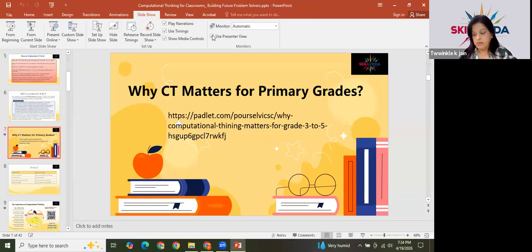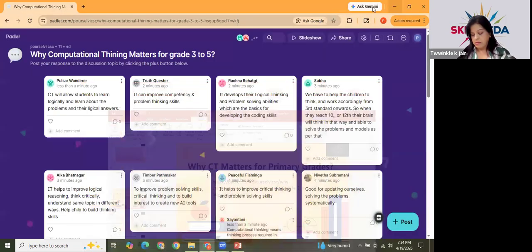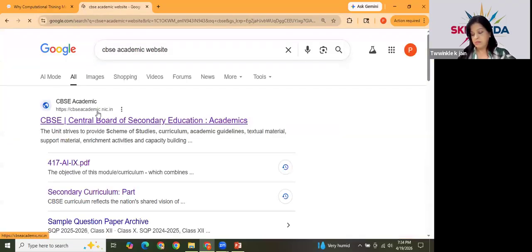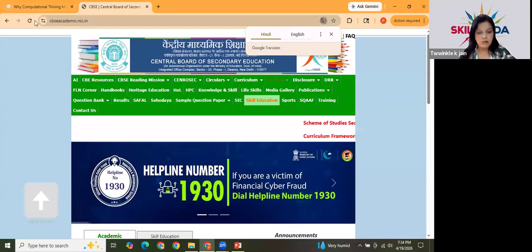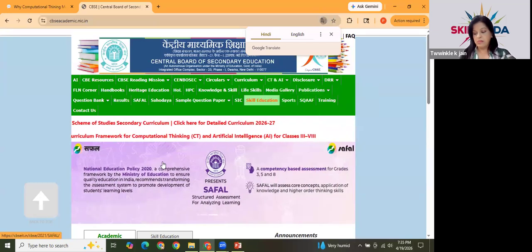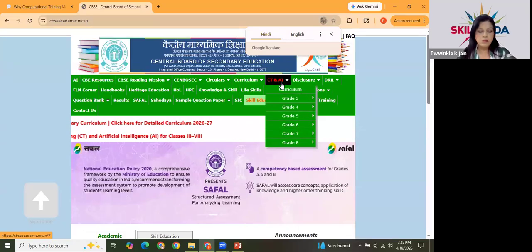Now, let me take you to the CBSE website. You all know the CBSE academic website, right? So we are going to move to the CBSE academic website, cbseacademic.nic.in. All of you can just type that URL. Now you could see in this green filled area, CT and AI alone is highlighted. It's blinking in a different color because it is something new.